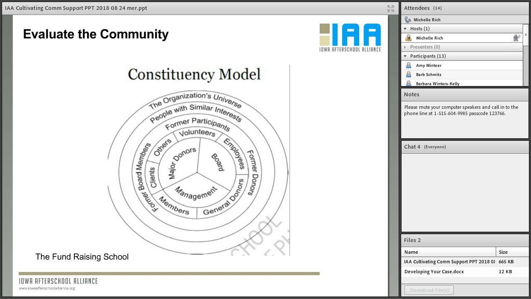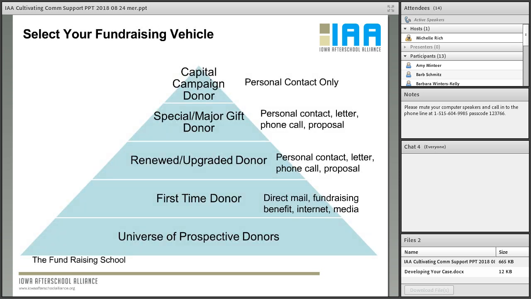Not to say that education shouldn't happen to these people too, because they should know your case statement really well as well. So you need to make sure they're familiar with that. But usually in these situations, they'll have much more of an understanding than just some random person from your community or the organization's universe, as the constituency model puts it. So this is just a strategy for prioritizing your asks.